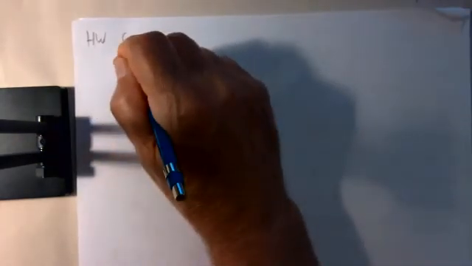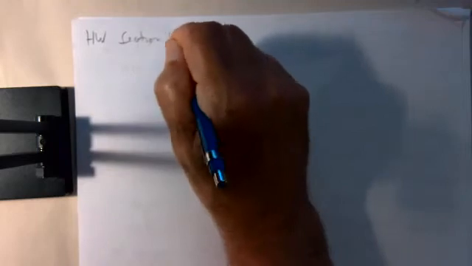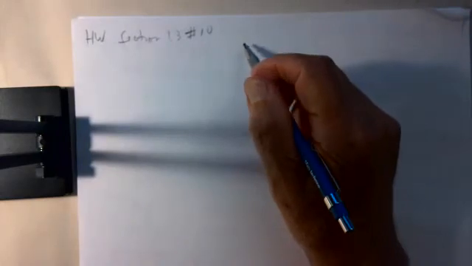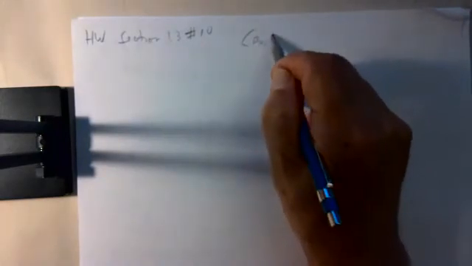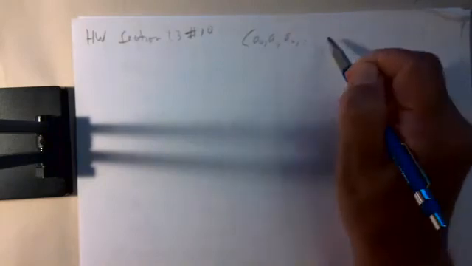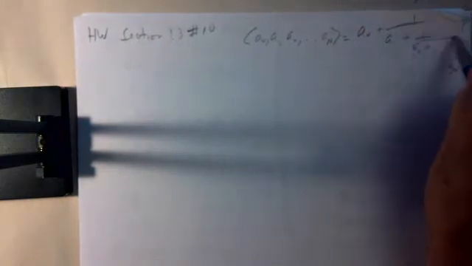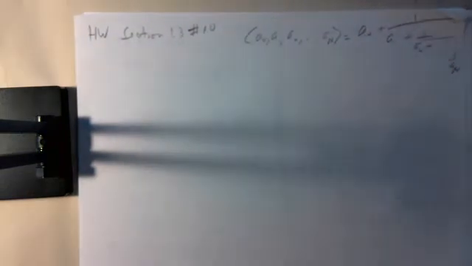Homework, section 1.3, problem 10. We have a simple continued fraction, [A0, A1, A2, up to An], which means A0 plus 1 over A1 plus 1 over A2 and so forth, till you finally get to the last step. So you have this somewhat complicated fraction.